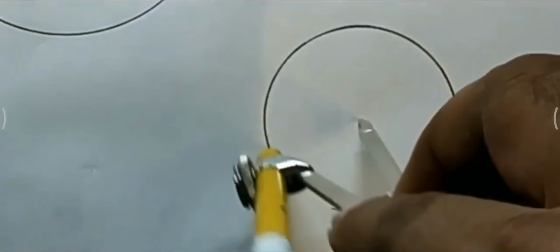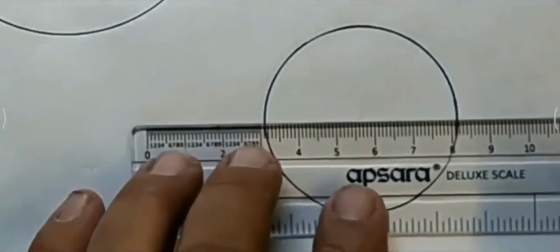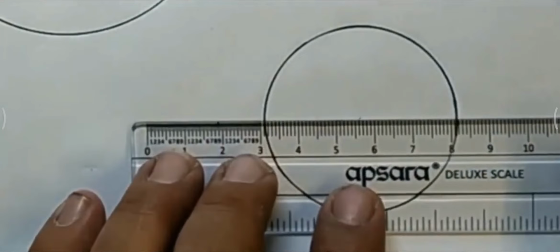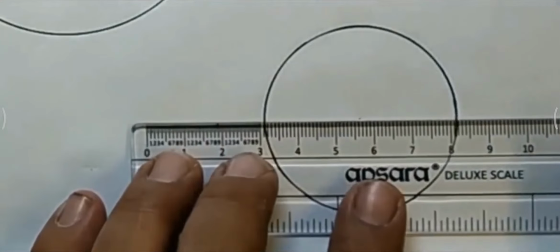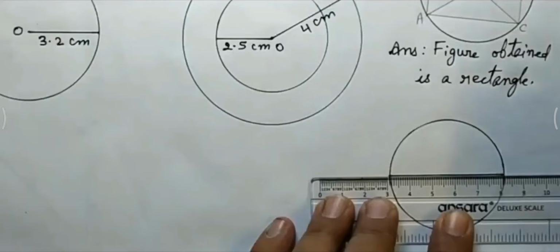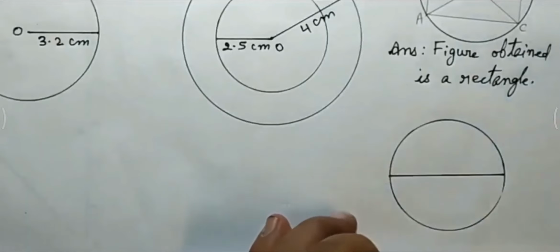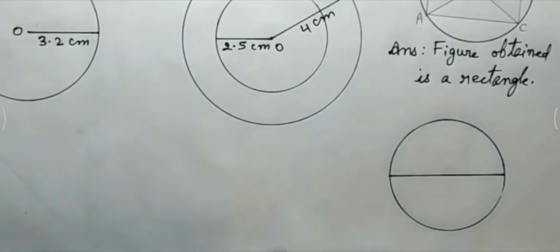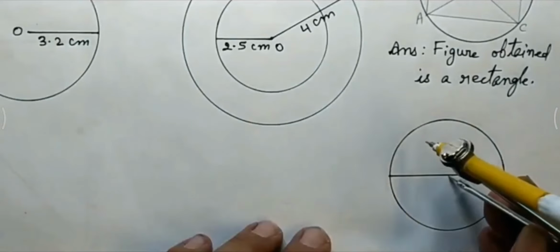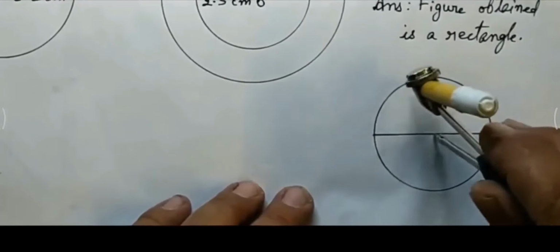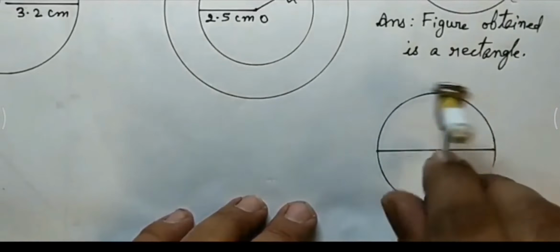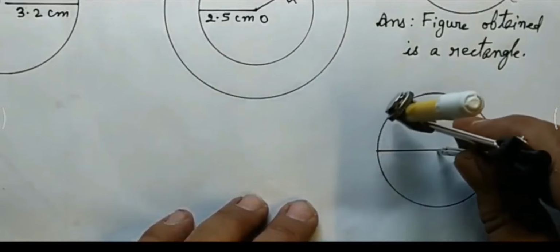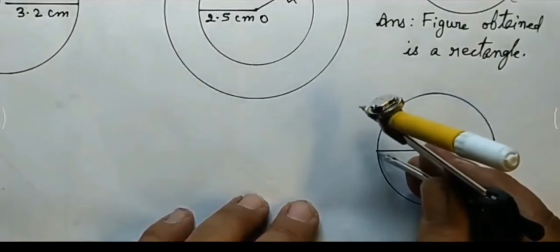Now this is the second part I am drawing. You are required to draw a circle of any radius again, and then you will draw the first diameter. Now this is the first diameter I have drawn, and then the second diameter that you will draw will be perpendicular to the first diameter.